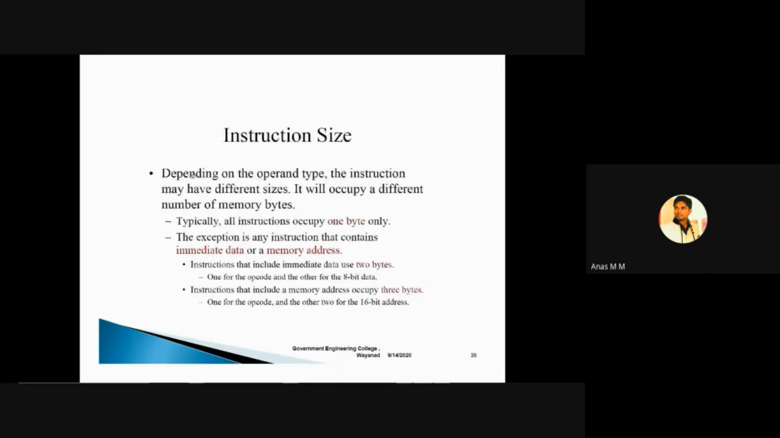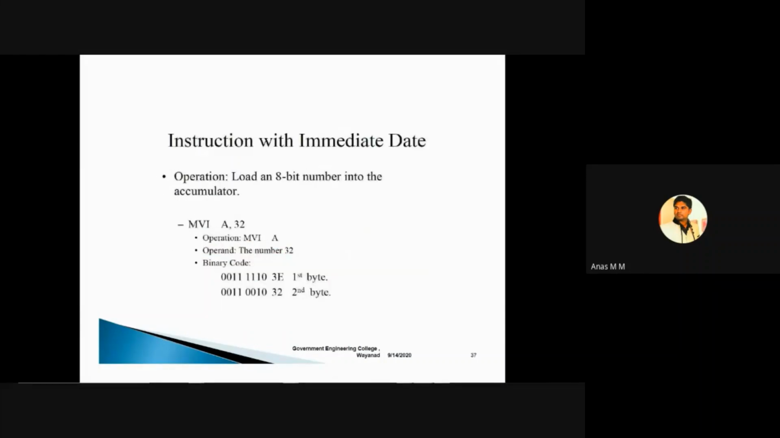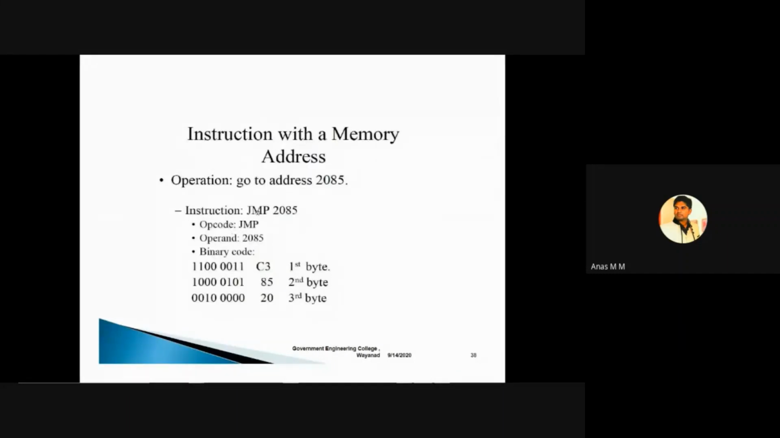We have 1 byte, 2 byte or 3 byte instructions, depending on the width of the opcode and operand. So here, MVI A,32H: MVI A is 1 byte, 32 is 1 byte, so it's a 2 byte instruction. JMP 2085. JMP is an unconditional jump. This is the opcode. 2085: 20 is 8-bit data, 85 is 8-bit data. So it's a 3 byte instruction.